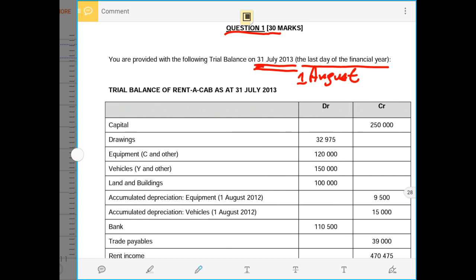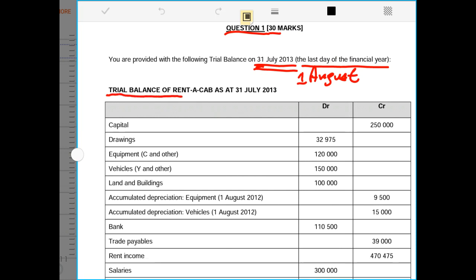Therefore, it says the trial balance for Rent a Cab as at 31st of July 2013. So now we are given the trial balance, and I will only highlight a few items that are critical for the asset disposal topic and the property, plant and equipment note. We are given assets, and one of the assets is equipment and other. That means the total of 120 is not only one equipment, but equipment C and other equipment.